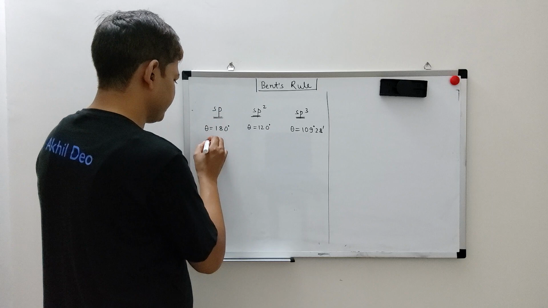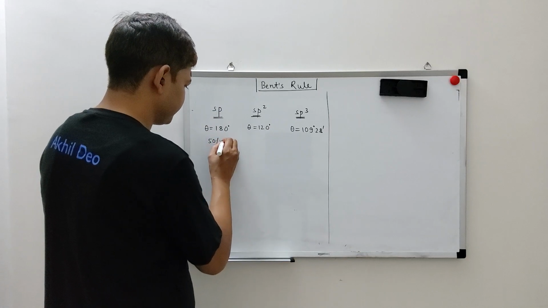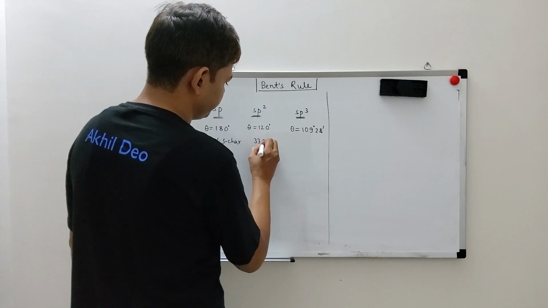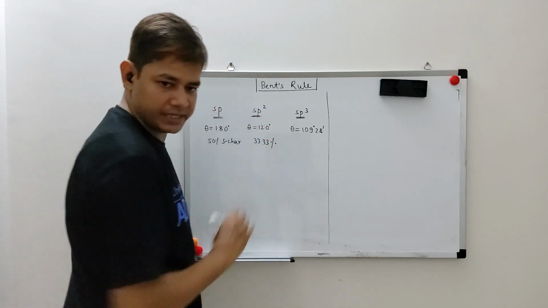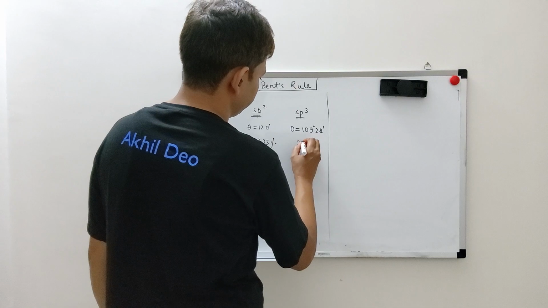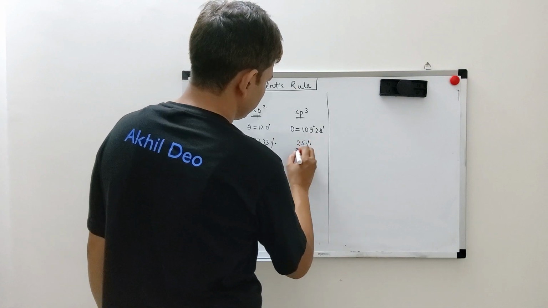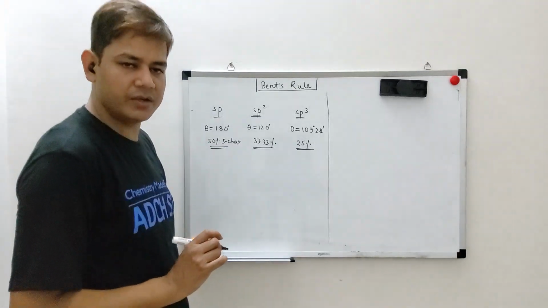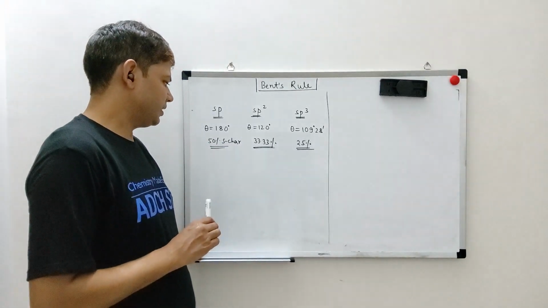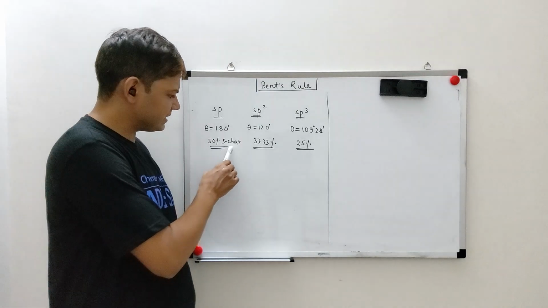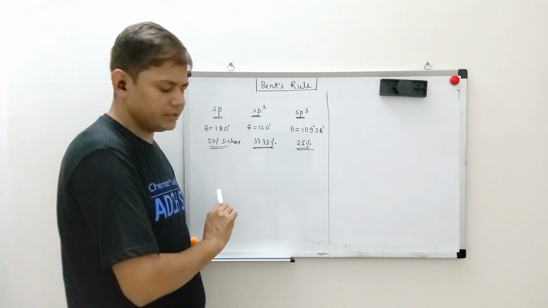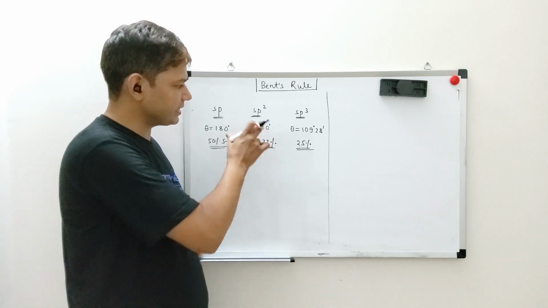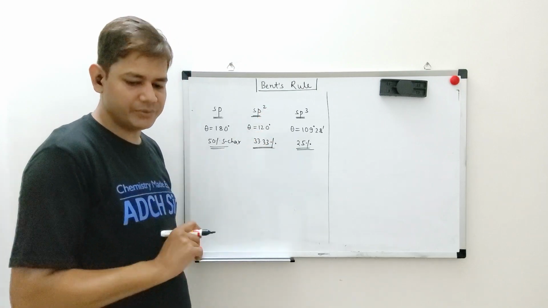The sp hybridization has 50% s character. The sp2 has around 33.33% s character. And the sp3 hybridization has around 25% s character. So we can relate the bond angles to the percentage s character. What relation do we have? We can see that as the s character decreases, the bond angles also decrease. The percentage s character and the bond angles are related to each other.